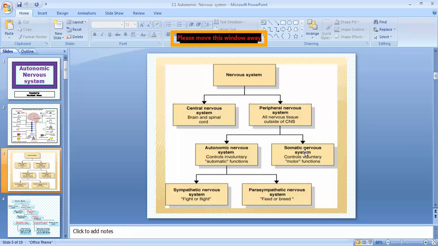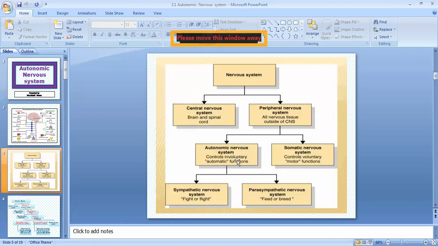That means this system controls voluntary functions. Voluntary means functions that depend on our will, and these are called motor functions, which depend on movement. See, talking involves lip movement, walking involves leg movement, running involves leg movement. So these are all motor functions because there is actual involvement of movement.